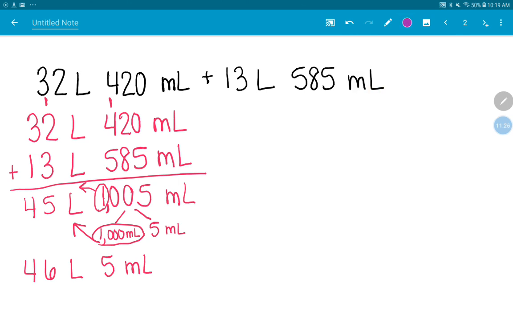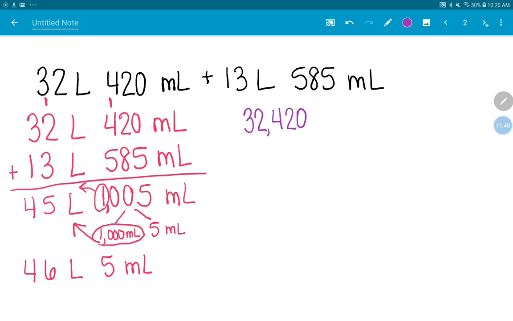Ansley, did you solve a different way? I just put 32,420 plus 13. So how did you know to put 32,420? Because 32 liters is 32,000. Very good. And so what unit do we have now?